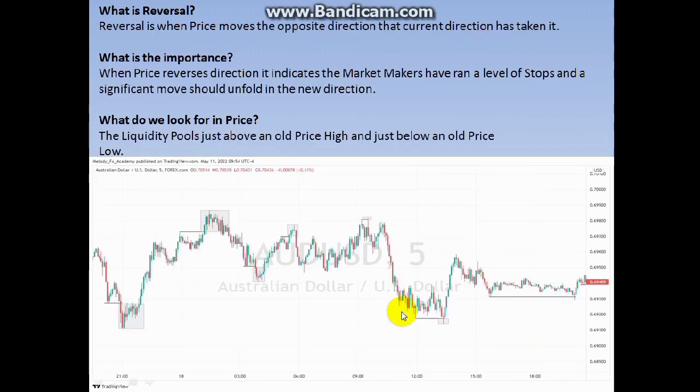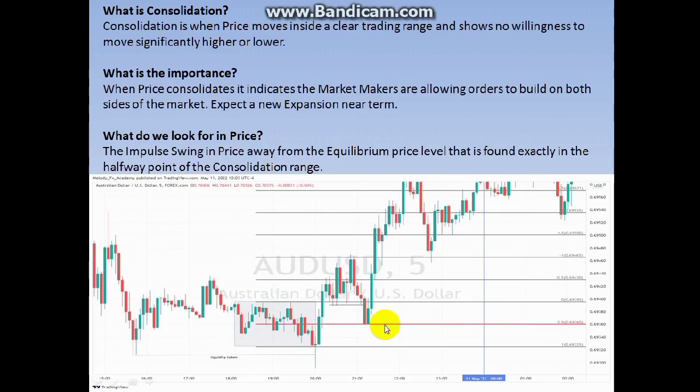Now we are going to look at why consolidations are very important, which is actually what we have here, okay. When price consolidates, it indicates the market makers are allowing others to build positions on both sides of the market, okay. So we should expect a new expansion near term, right? So now in this case we have this minor consolidation, right? Now we have the expansion phase, okay.